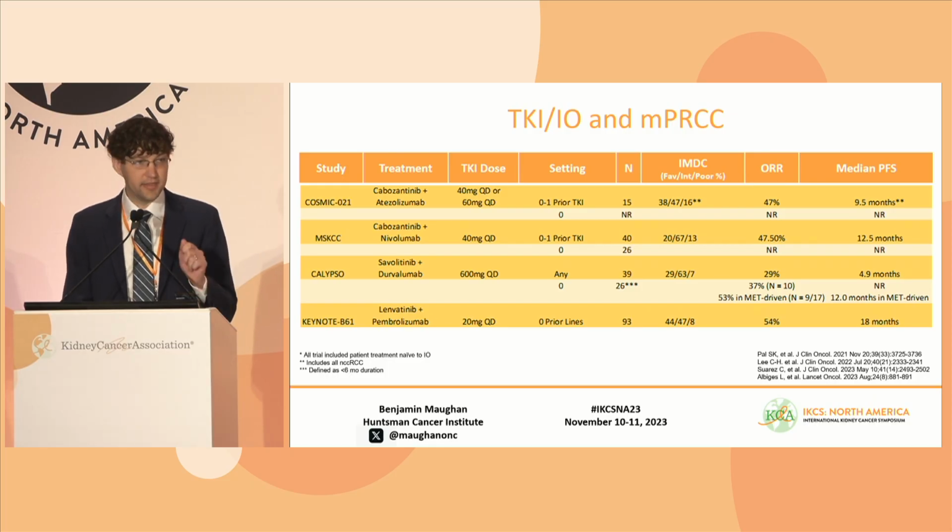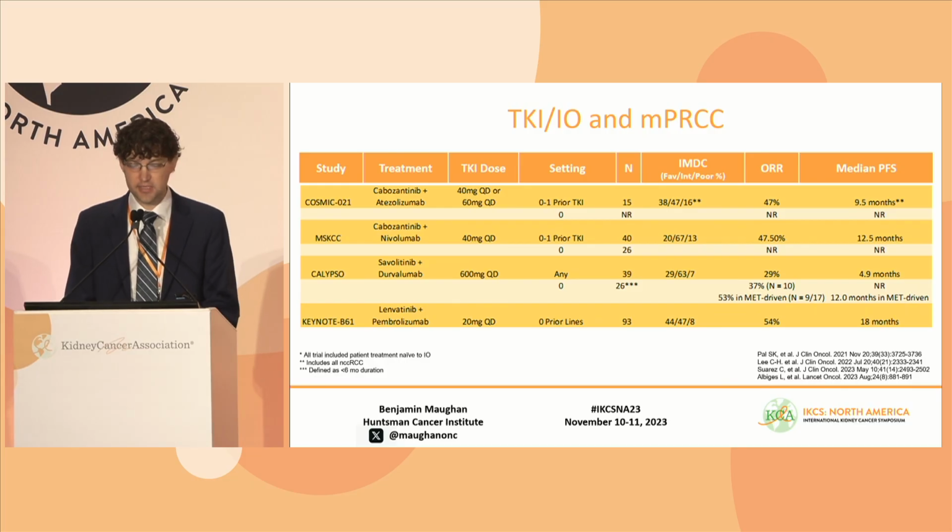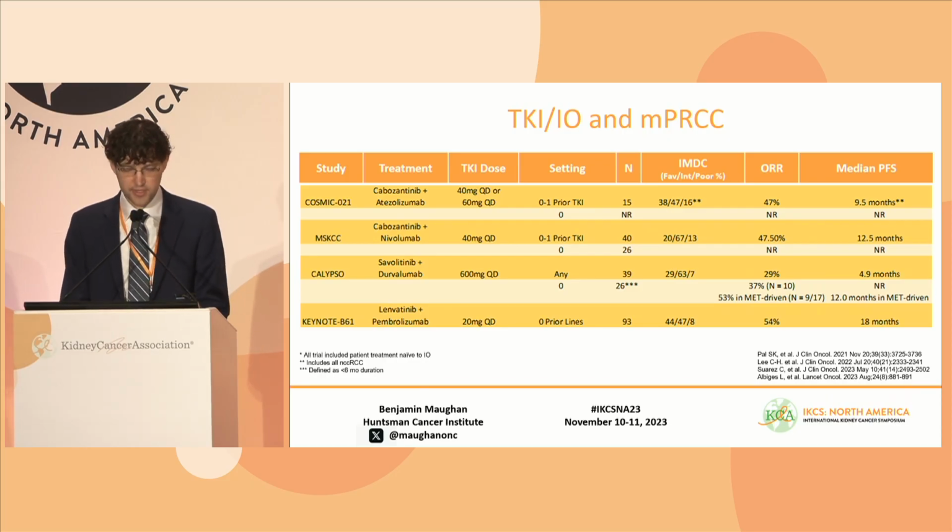We see in the most recently published study from Laurence in terms of the Keynote B61 trial, all the patients were treatment naive. The IMDC distribution was pretty similar to what we see, although a slightly higher proportion of favorable risk disease. But it showed an objective response rate, again, right around 50%, specifically 54%, and it showed a quite impressive median PFS of 18 months. So what does all this tell us?